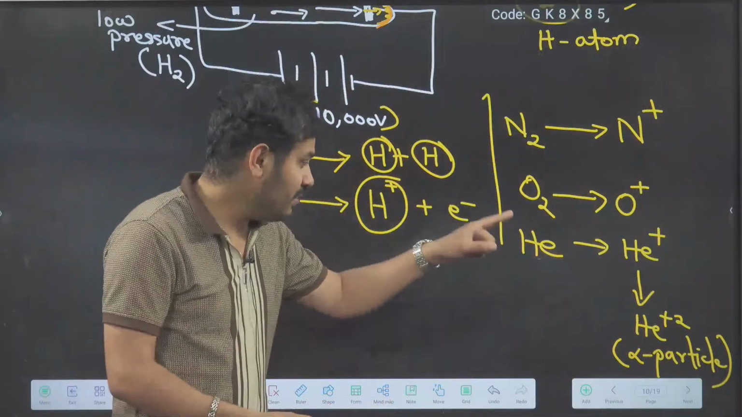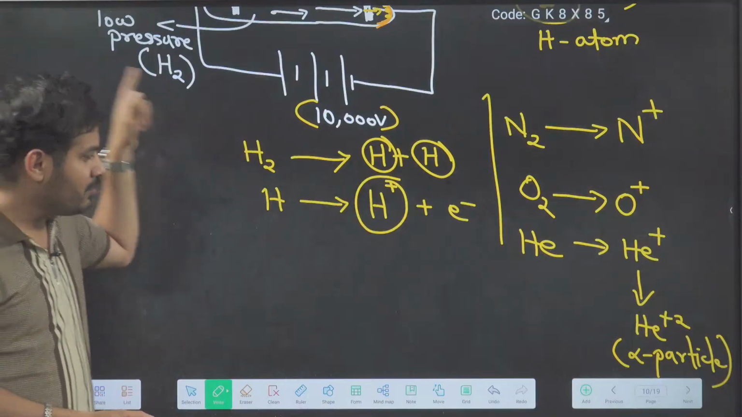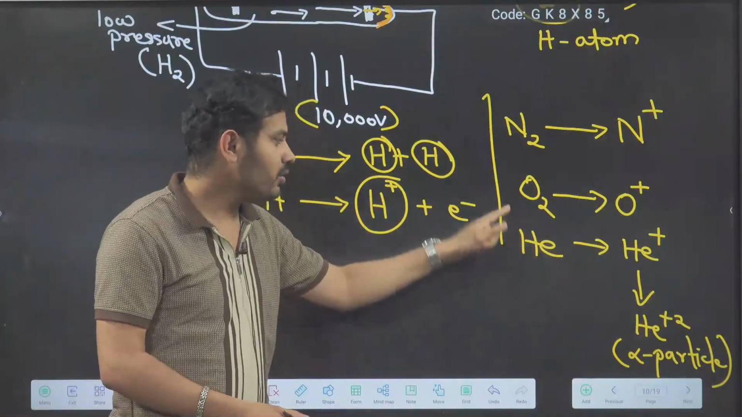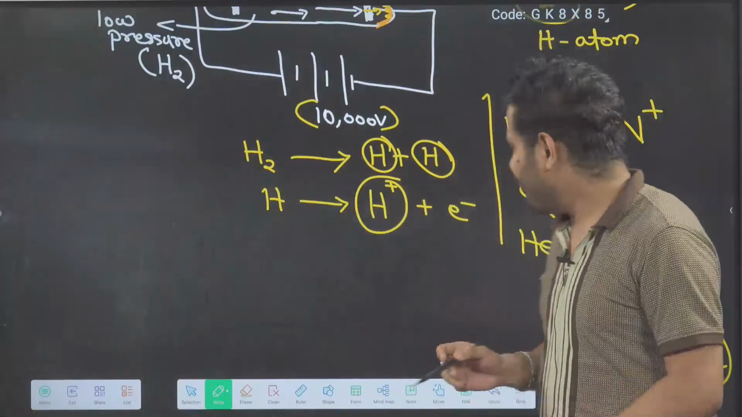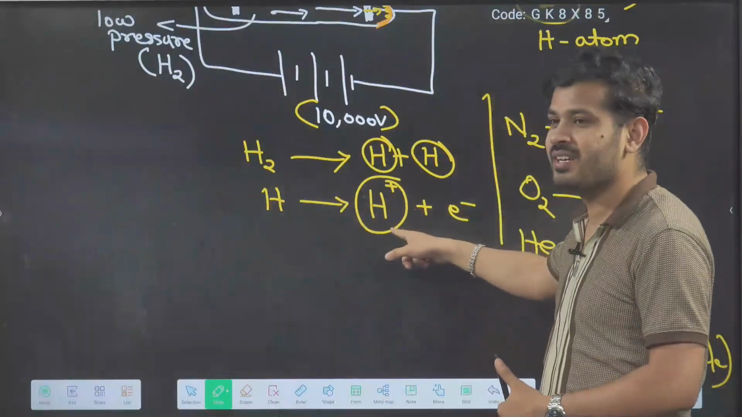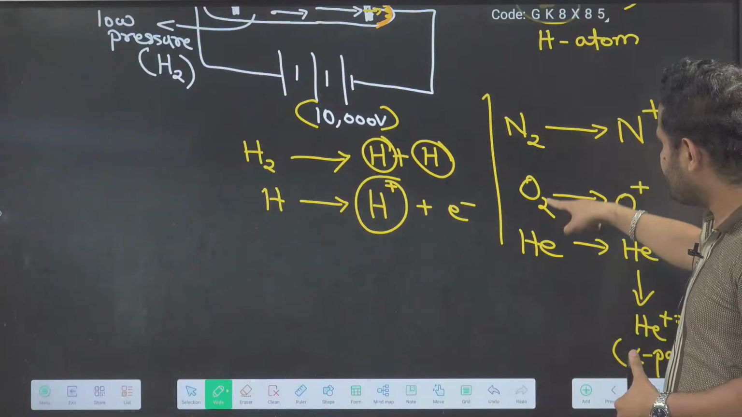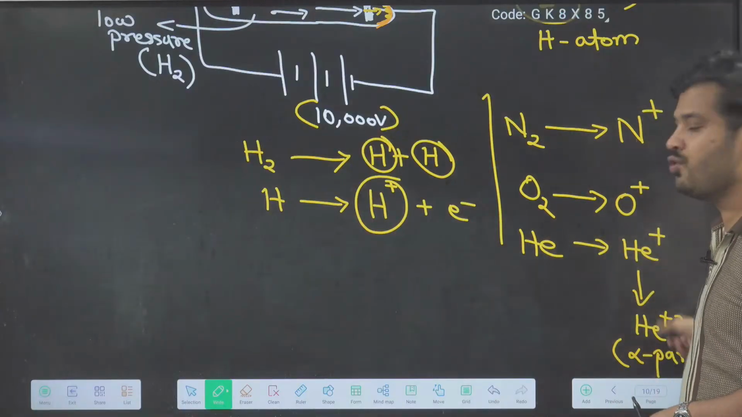That alpha particle may also be produced inside this tube. Inside this anode ray tube, we can produce that alpha particle also, if you take helium gas inside. So my point is, if you are changing the gases, if you are taking hydrogen gas, you are getting H plus. If you are taking N2 gas or O2 gas, you will get these ions. If you take helium gas, you will get He2 plus.